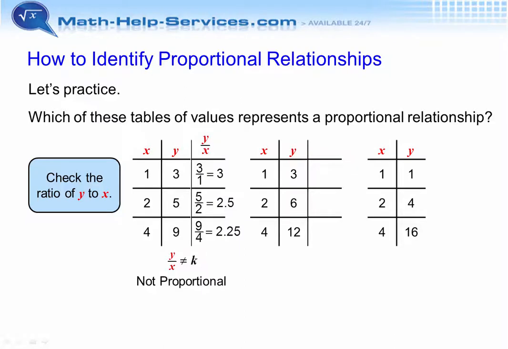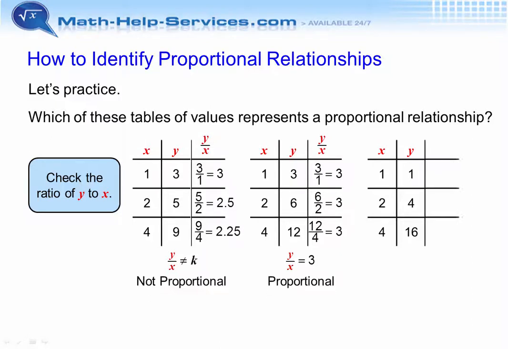Now for the next one, let's add a column and look at the ratios of y to x. First we have 3 to 1, that's 3. Then we have 6 to 2, that's also 3. Then we have 12 to 4, well, that's also 3. So the ratio is constant, 3. So y to x equals 3, and this is proportional.